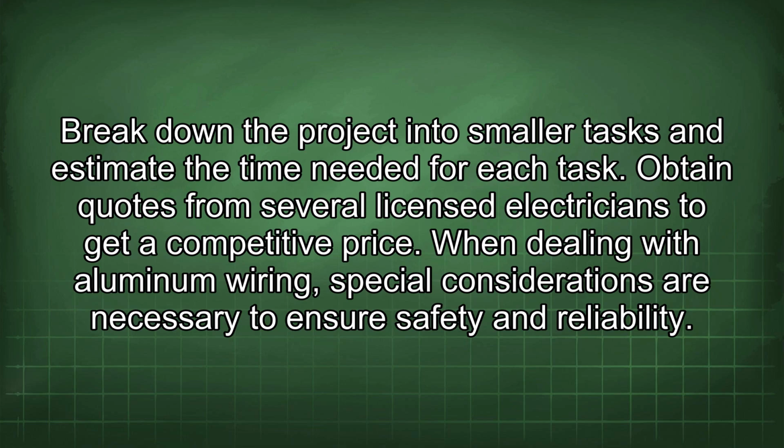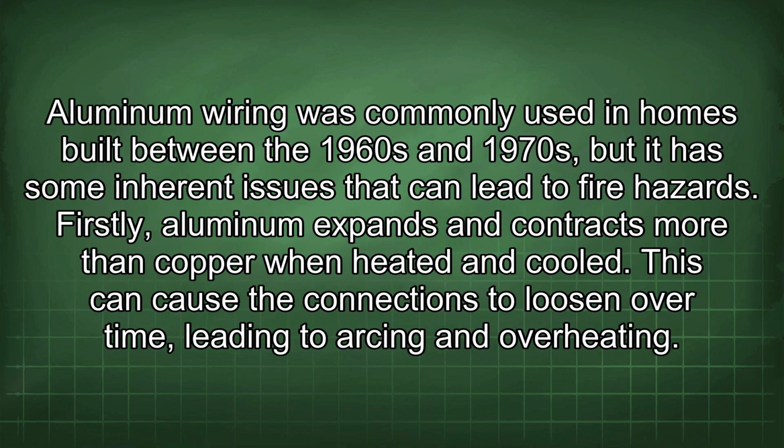When dealing with aluminum wiring, special considerations are necessary to ensure safety and reliability. Aluminum wiring was commonly used in homes built between the 1960s and 1970s, but it has some inherent issues that can lead to fire hazards. Firstly, aluminum expands and contracts more than copper when heated and cooled.